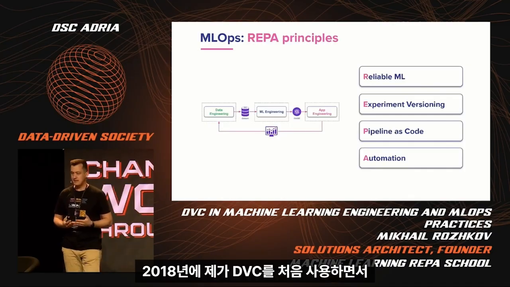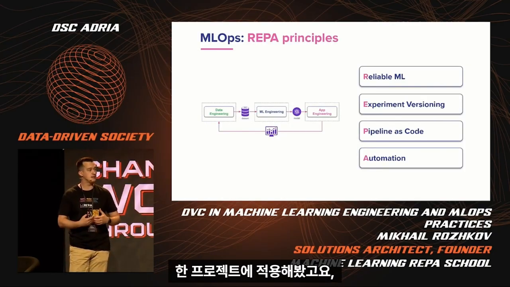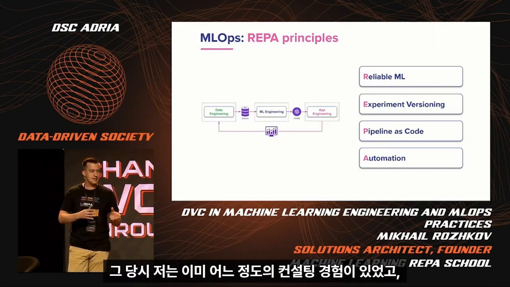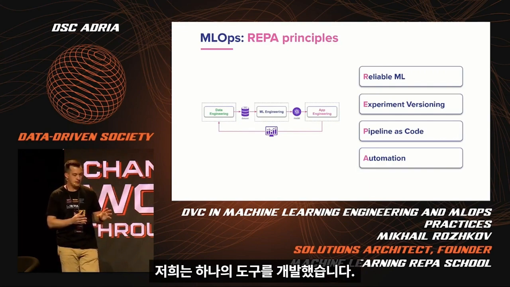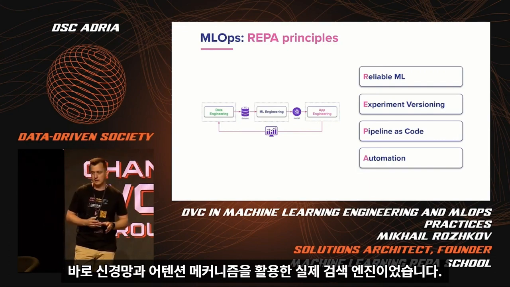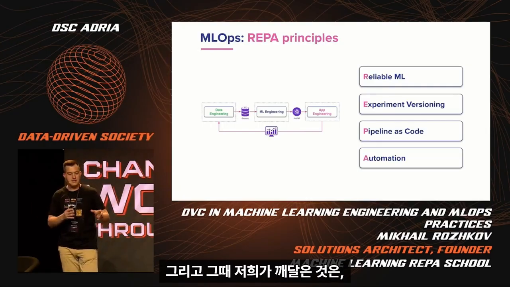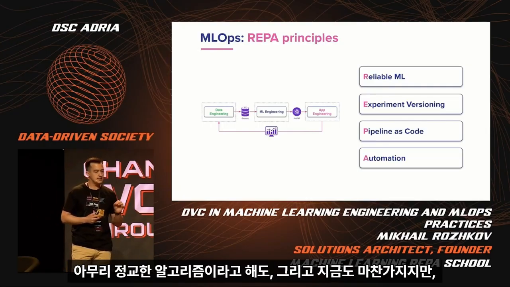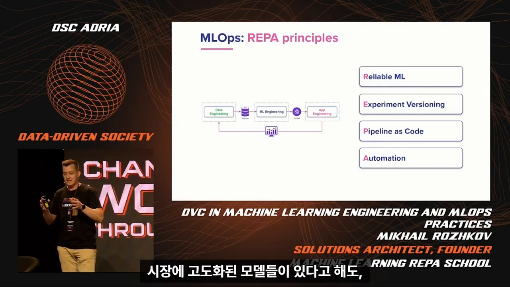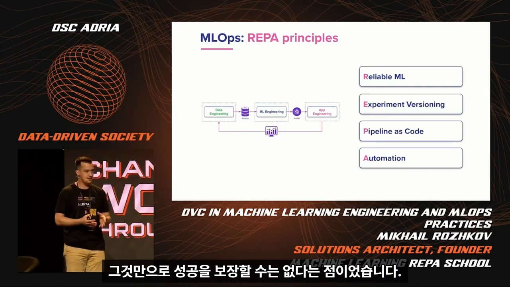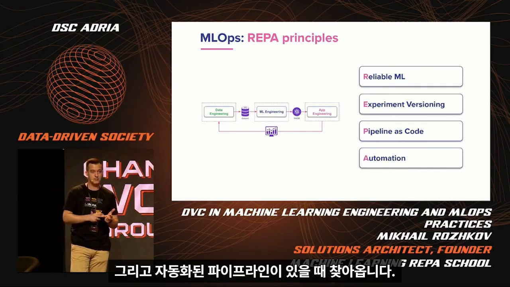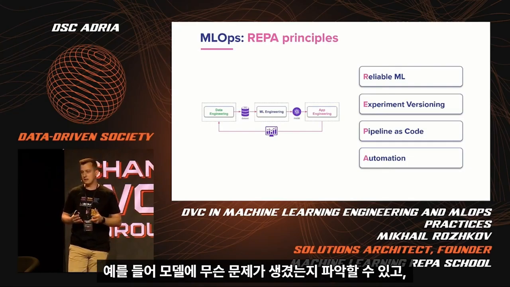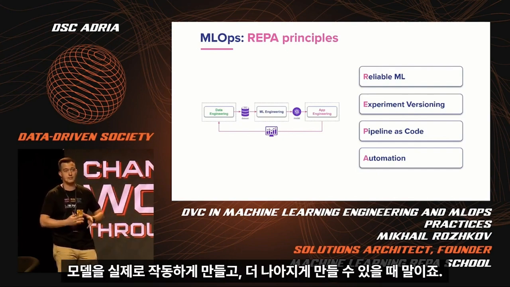In 2018, when I started to work with DVC and implemented our project, I already had some experience with consultancy where, for a couple of years, we developed an actual search engine using neural networks with attention mechanism. And we realized at that time that sophisticated algorithms and sophisticated models that we have on the market are not a guarantee of success. The real success we get when we have good engineering practices, when we have automated pipelines, and we are able to understand, for example, what's going wrong with the model during the process, and iterate faster to make it work and improve.